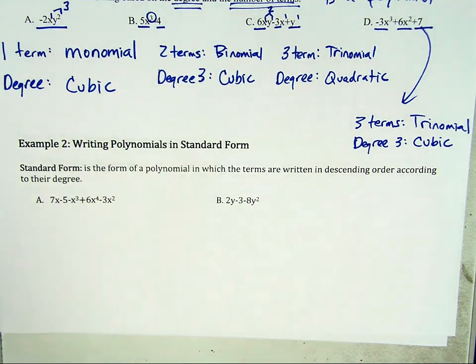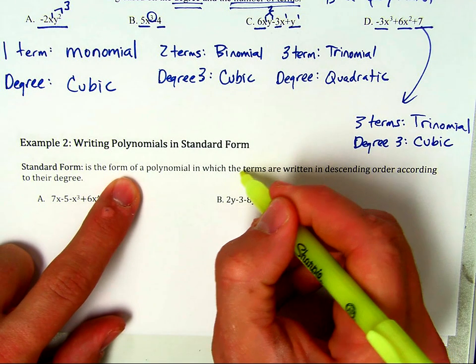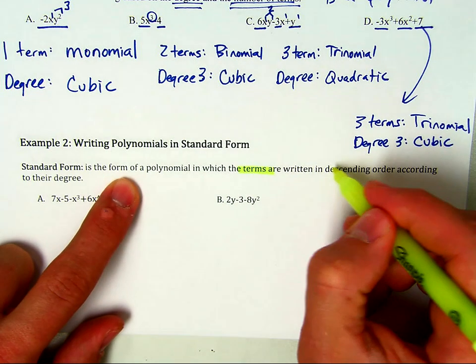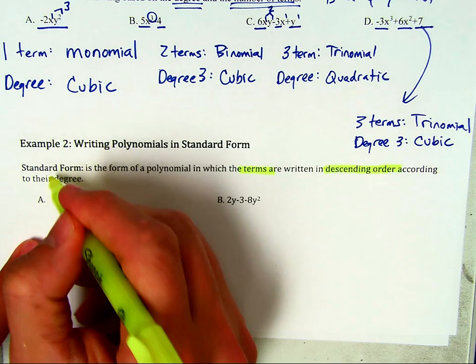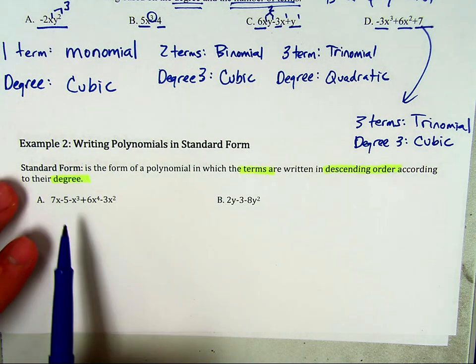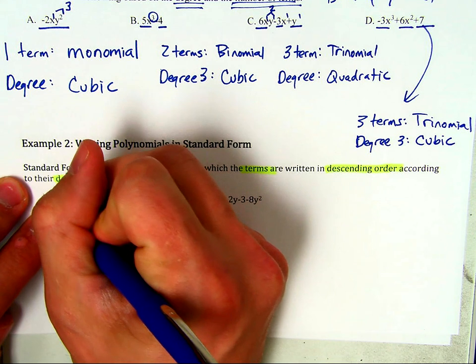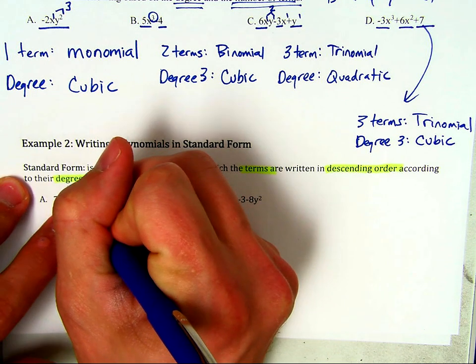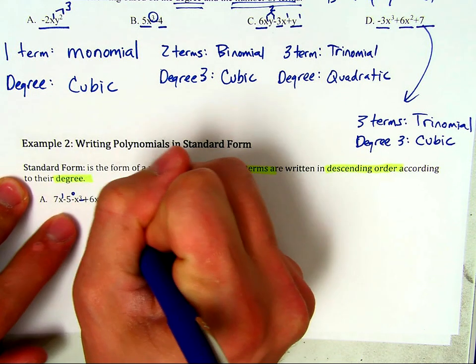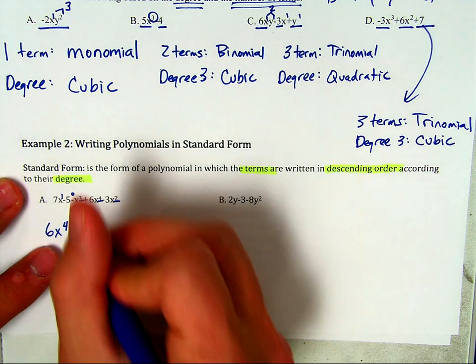So you'll just follow these charts. All right. Example 2. Writing the polynomials in standard form. So standard form is the form of a polynomial in which the terms are written in descending order according to their degree. So descending order according to their degree. So when we look at this first one, we're going to look and see, all right, this is a degree 1, this is degree 0, 3, 4, and 2.